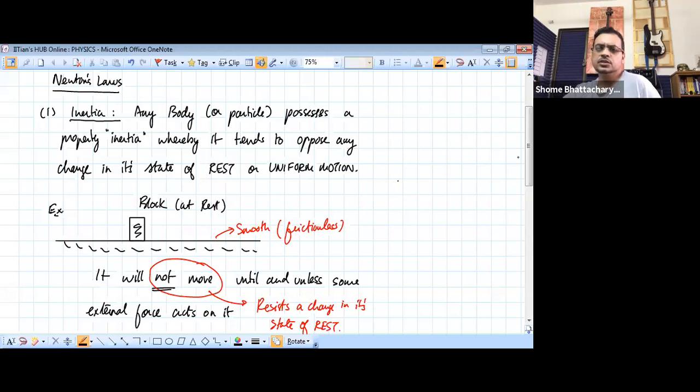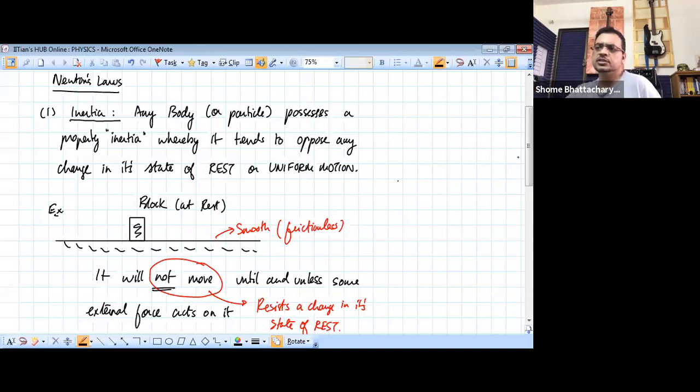The first of Newton's laws is called the law of inertia. That says that any body possesses this property called inertia, whereby it tends to oppose any change in its state of rest or uniform motion. Okay. So now I'm explaining the inertia in two different situations.